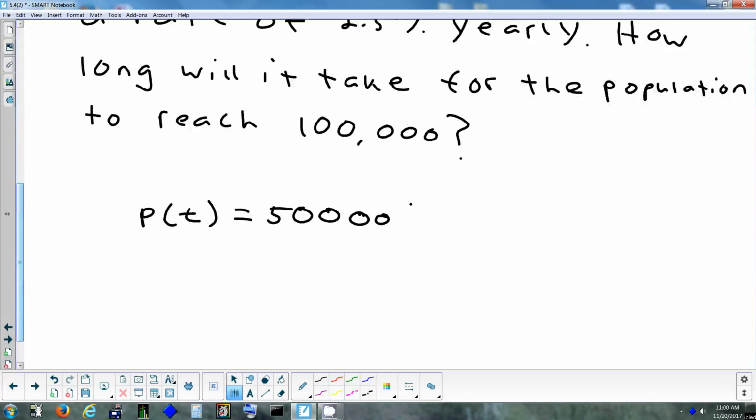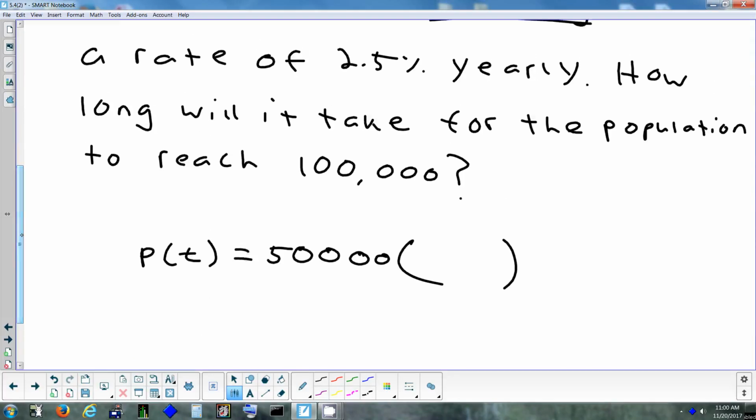So 50,000 times, and then in parentheses, does anybody remember what goes in the parentheses for exponential growth? You don't have to plug in what we have yet, just the general expression. Abby? It's 1 plus the rate. Anything you got to do with the rate? We should turn it into decimal. Yes. So it would be 1 plus 0.025. You can either write it like that or just simplify it right now. And then the last thing is to the t.